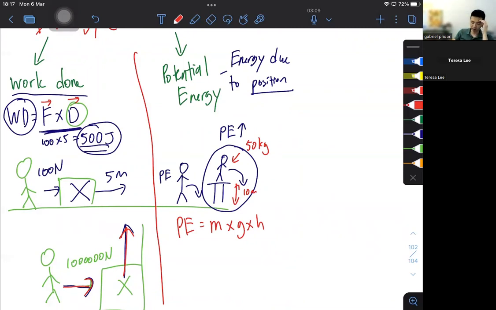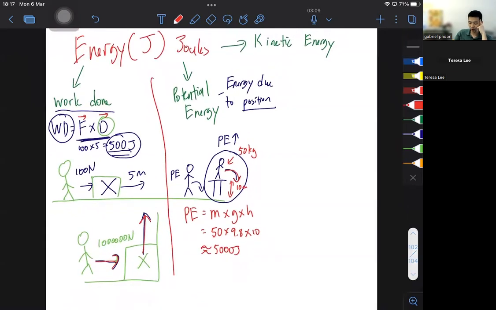So if I were to do the calculation here, how much potential energy would I have while standing on top here? It would be basically 50 multiplied by 9.8 multiplied by 10, which will be somewhere around 5,000 joules, roughly. Because he has a higher position right now, he contains more potential energy. If he were to fall downwards here, naturally it's going to hurt more because more potential energy is converted into his pain. Understand? Okay.